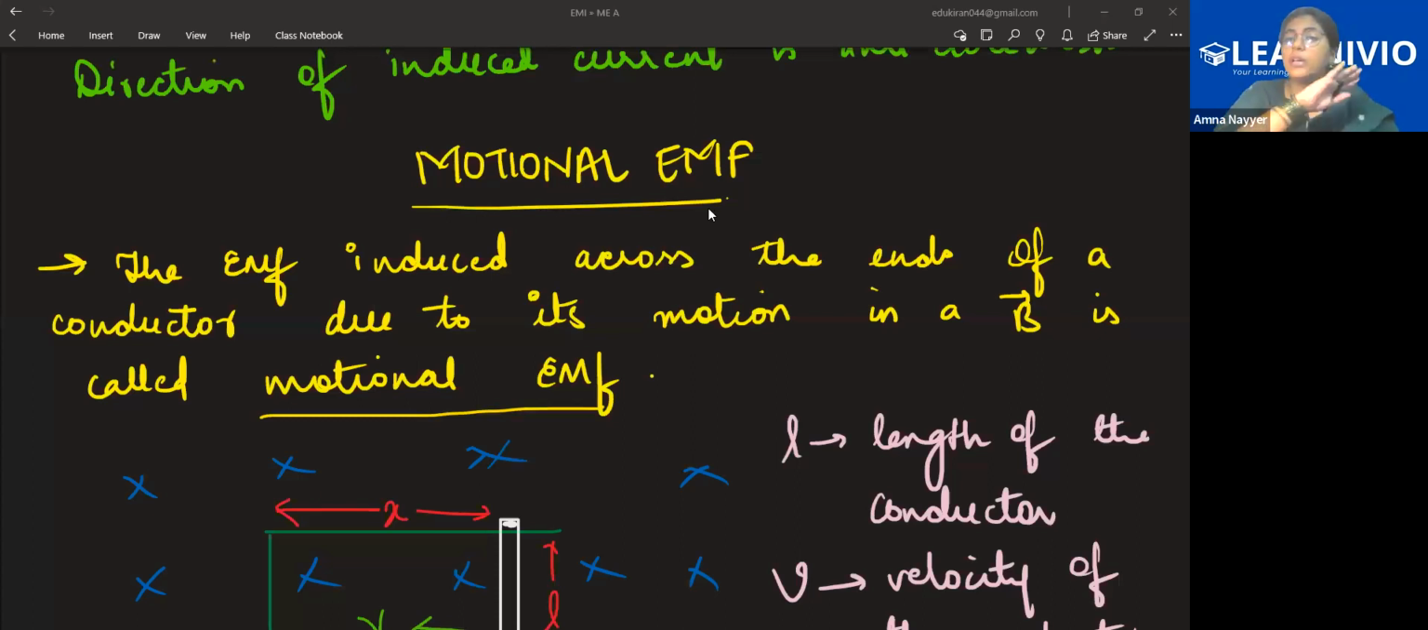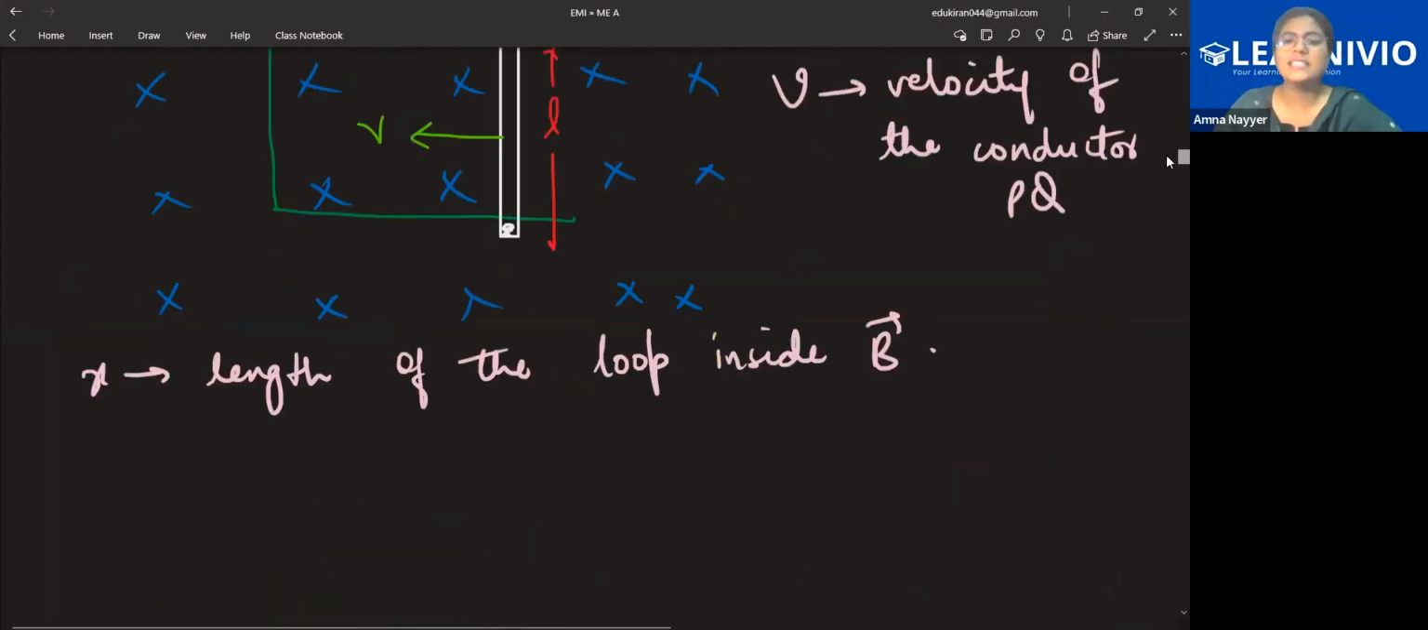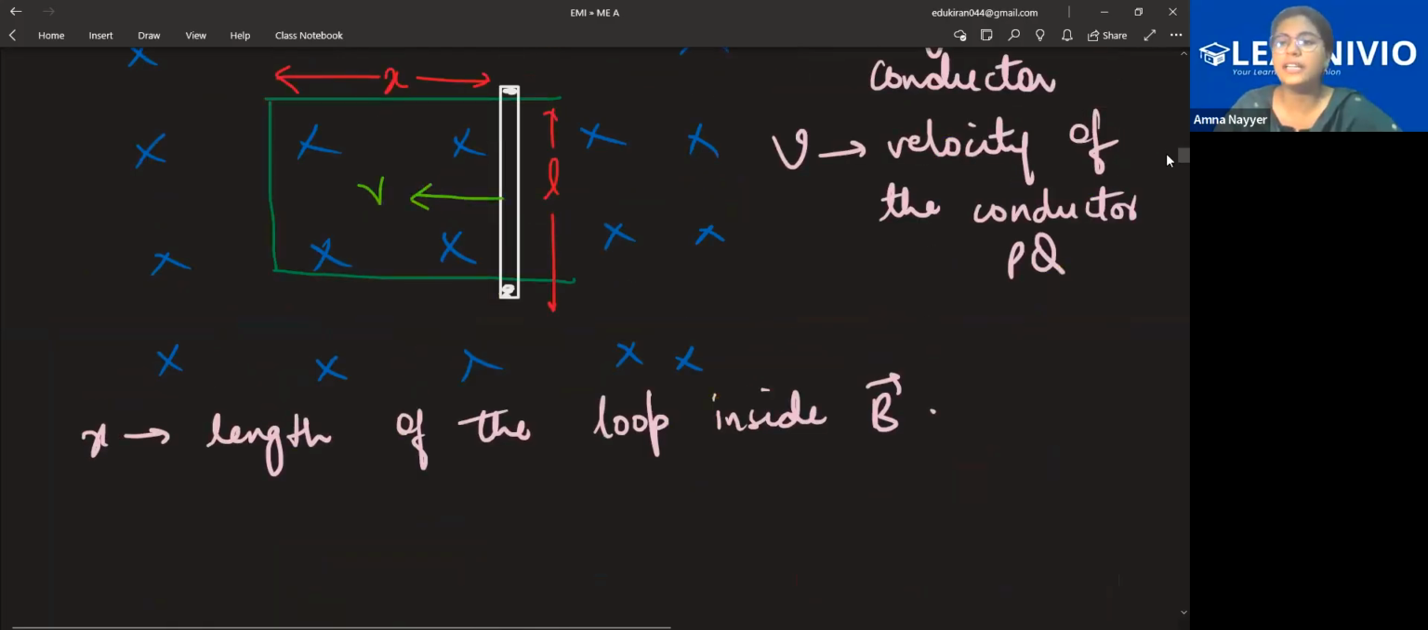In motional EMF, you don't have to make things up. If you know what EMF is, and the conductor is moving, then we name it motional EMF. That's it. Nothing new in this. Your conductor is simply moving. Okay, so this is the figure. x is the length of the loop inside the magnetic field.